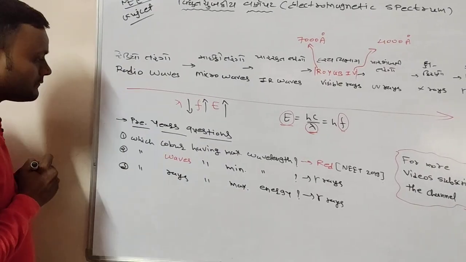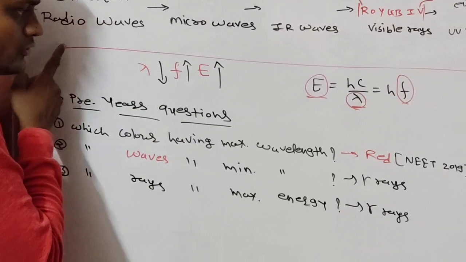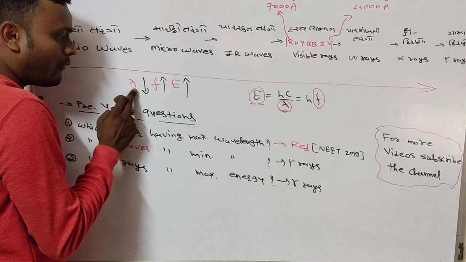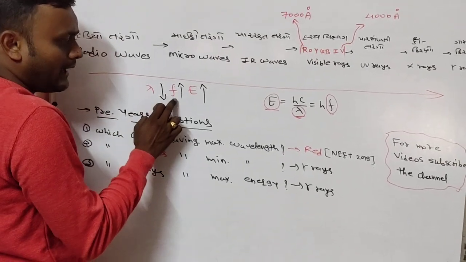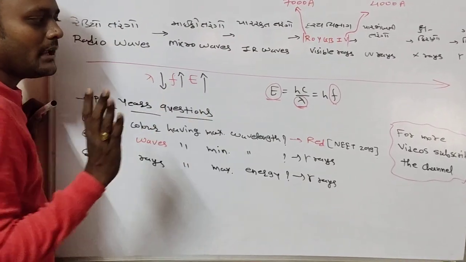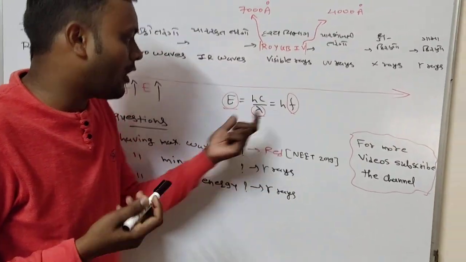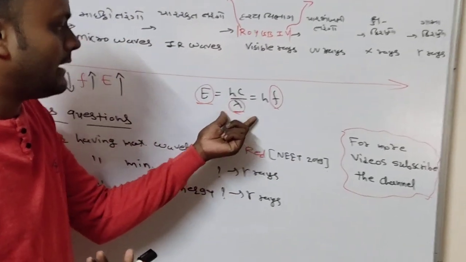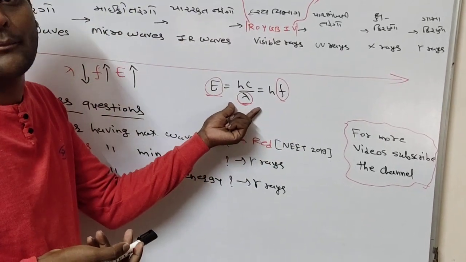So let's start. What I am mentioning over here, lambda decreases if we move towards the right side. The value of wavelength for the given wave decreases, the value of frequency is going to increase, and the value of energy is also going to increase. How do we get these three values? From this equation we already know the energy is nothing but h into f, and that is equal to hc upon lambda. So energy is directly proportional to f and inversely proportional to lambda.